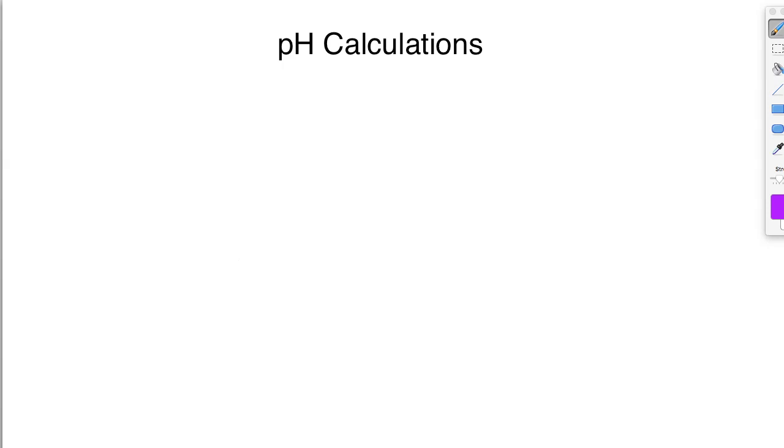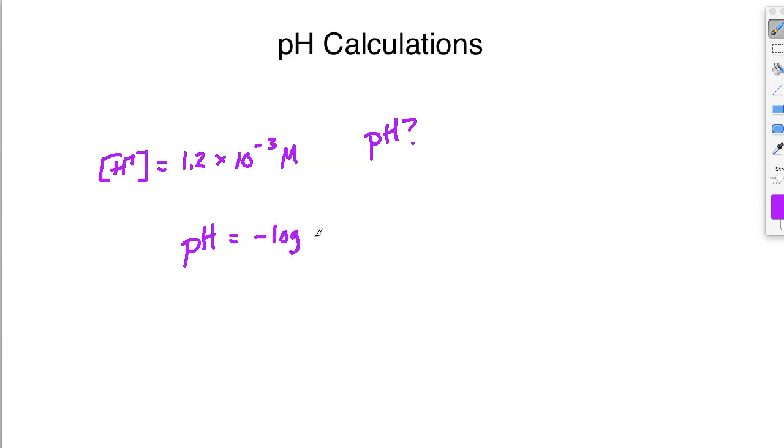Right, so there is a problem in the book that refers to stomach acid, which is HCl, and it says that it has an H+ concentration that is equal to 1.2 times 10 to the negative third molarity. So the question is, what is the pH of the stomach acid? In order to do that, all we would have to do is set pH equal to the negative log of 1.2 times 10 to the minus third. And what we end up with, if you put that into your calculator, is 2.92.